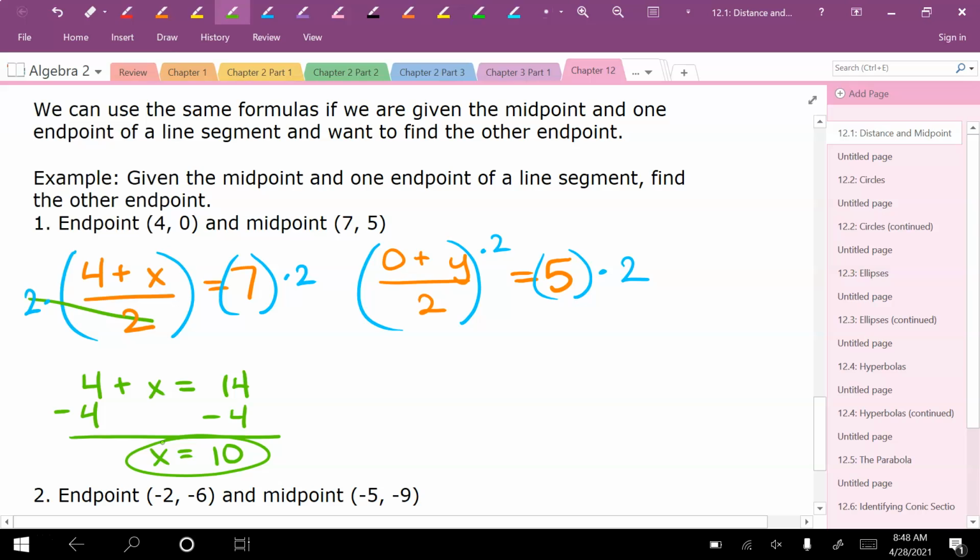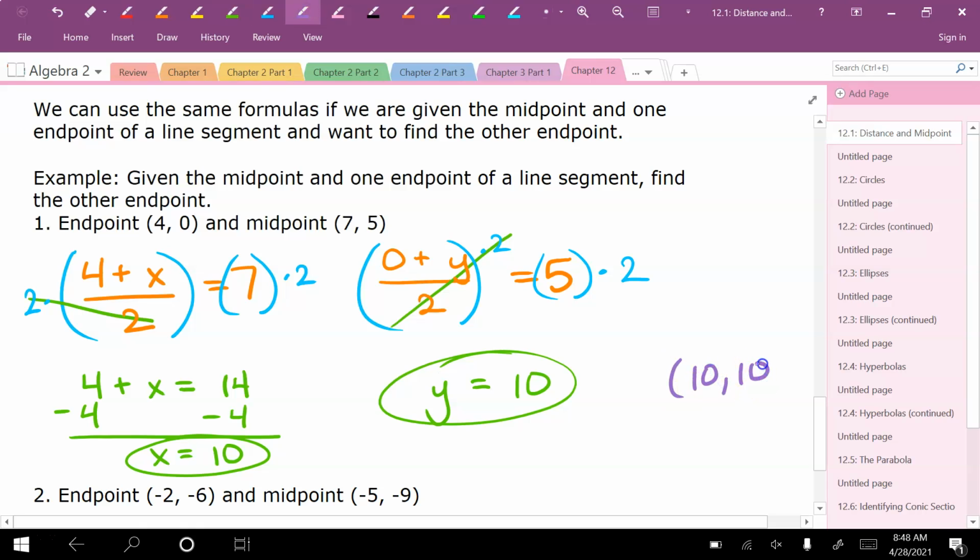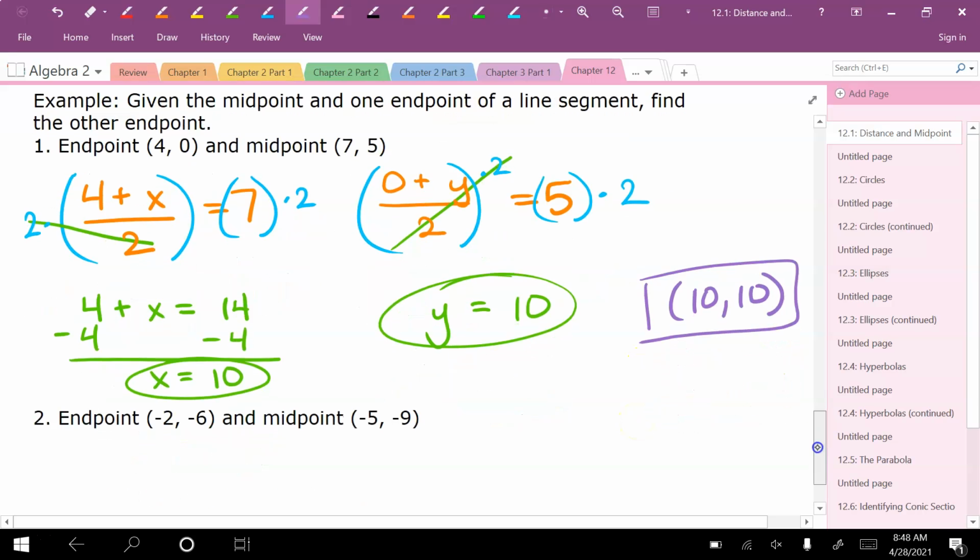Okay, and then I'm going to do the same kind of math over here on the right side. I multiply by that 2 first, so that's gone. 0 plus y is just going to be y. And then 5 times 2 is going to be 10. So there's the y. So if I wanted to write it as a coordinate, the other endpoint would be 10, 10. So you guys try to do number 2.